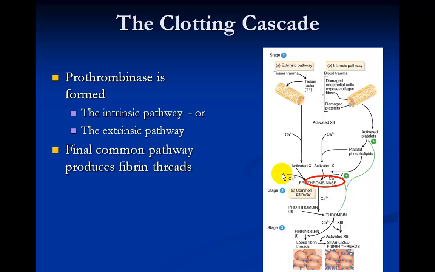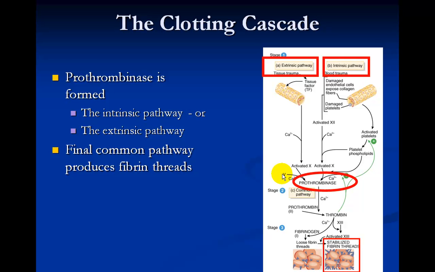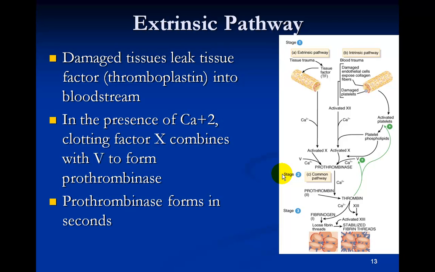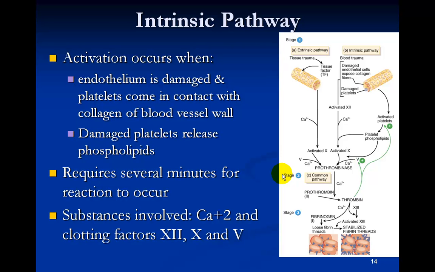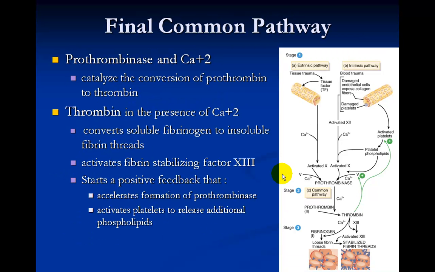Well, once you create prothrombinase, we're going to look at the common pathway. And the goal here is to get those fibrin threads, those stabilizing fibrin threads, in place. I'm going to skip this slide because we've done this one already. And we've done the intrinsic pathway. The common pathway: prothrombinase and calcium 2 ions catalyze the conversion of prothrombin to thrombin. And then thrombin, in the presence of calcium 2, as that is activated, converts soluble fibrinogen to insoluble fibrin threads.